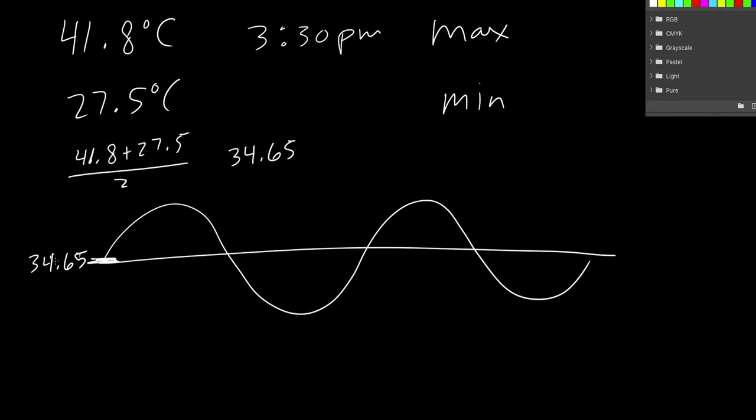Now, to find the amplitude, we want to know how much space changed from here to here, and then we just cut it in half, because really we only want the distance from here to here. So we're going to take the same two numbers, 41.8, but we're going to subtract 27.5. That's going to tell us the total distance, but then we're going to divide that by 2, and so that will tell us just this piece of that distance.